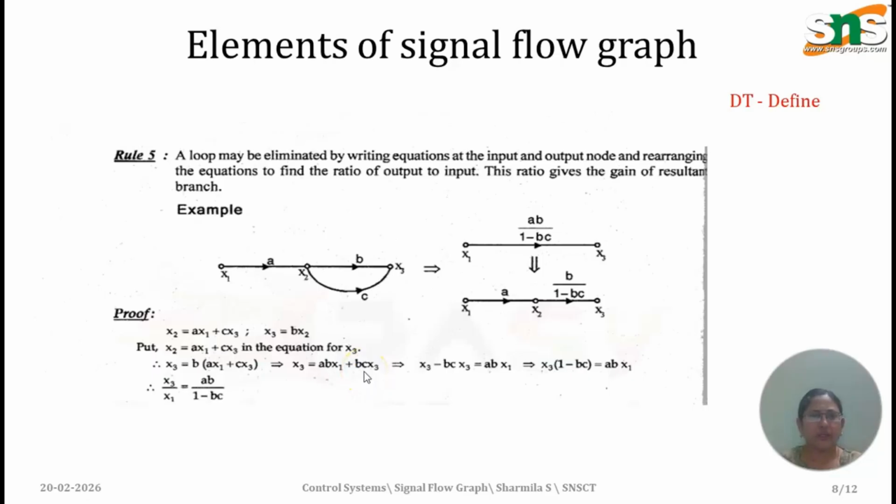Rule 5: a loop may be eliminated by writing equations at the input and output nodes and rearranging the equations to find the ratio of output to input. This ratio gives the gain of the resultant branch. So we can write x1 times ab divided by 1 minus bc. We multiply with the branch value, giving ab by 1 minus bc. This is the proof of this rule.